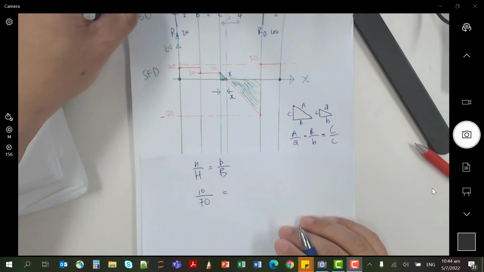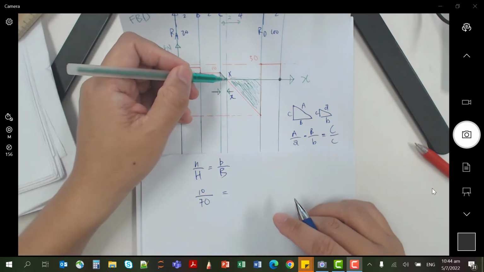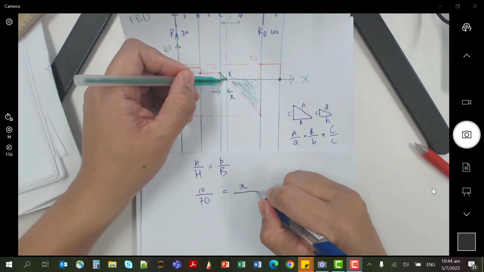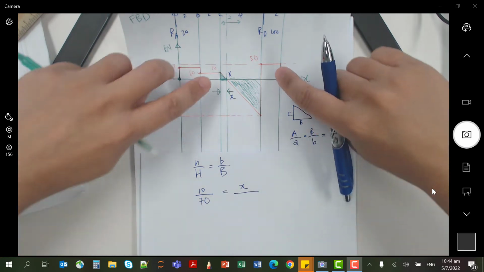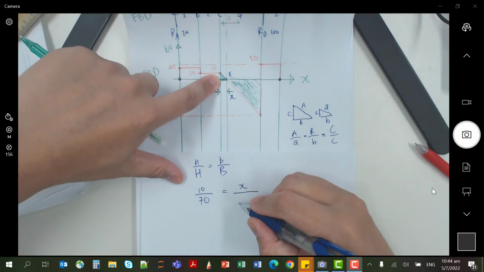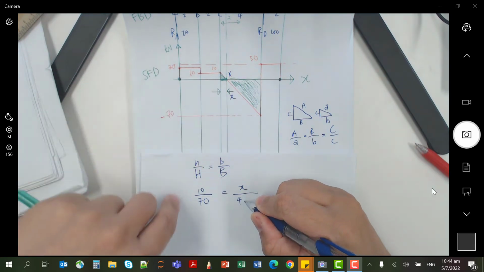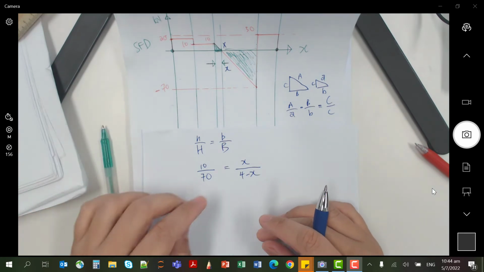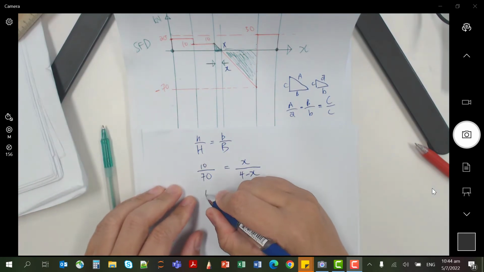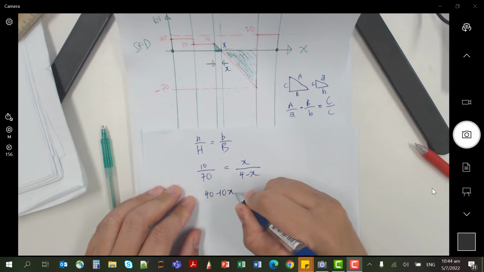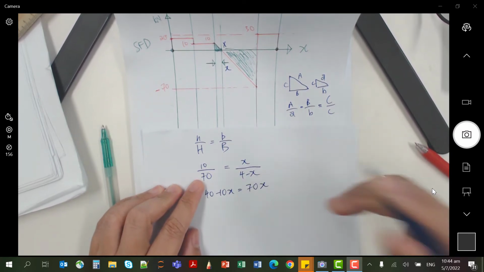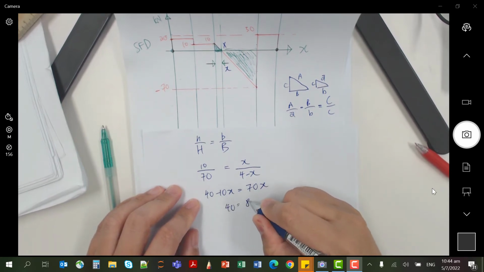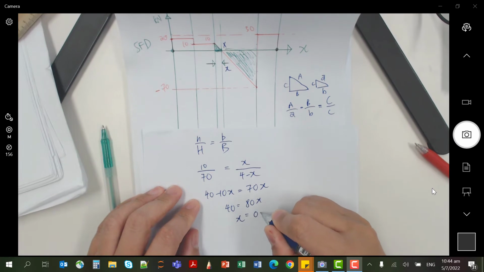So this equals to, what is the small base? It is x, the distance is x. What is the large base? This whole thing is 4, so the large base should be 4 minus x. Then we do cross multiplication. 40 minus 10x is equal to 70x. So 40 is equal to 80x. x is equal to half.